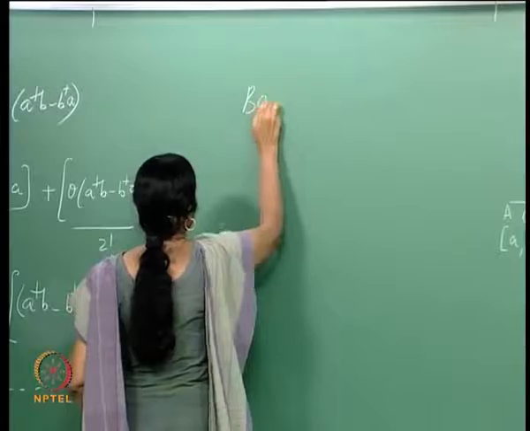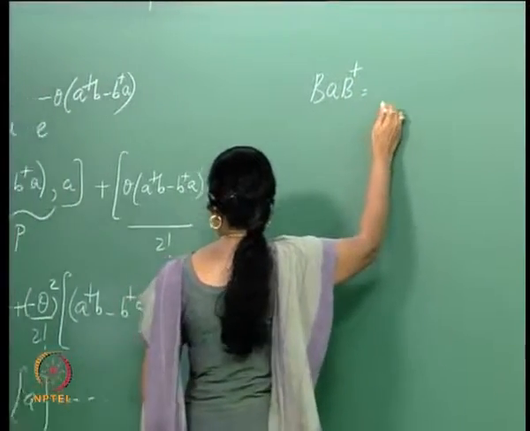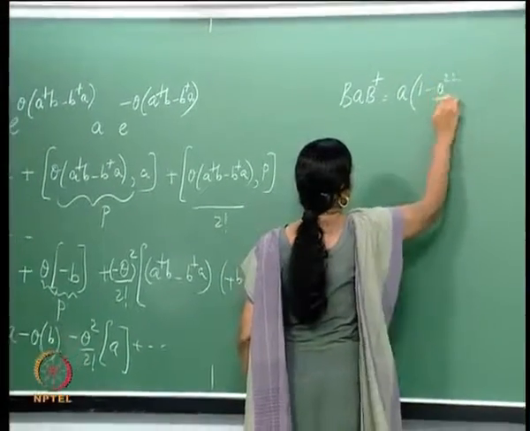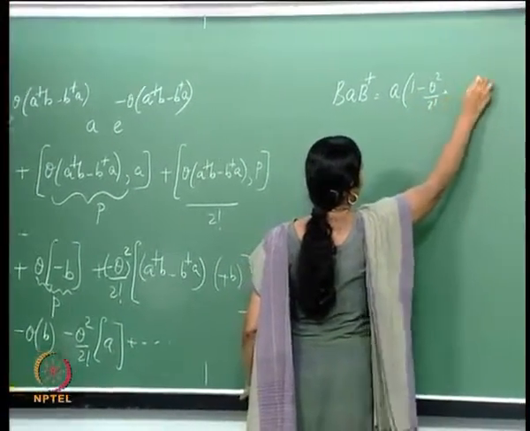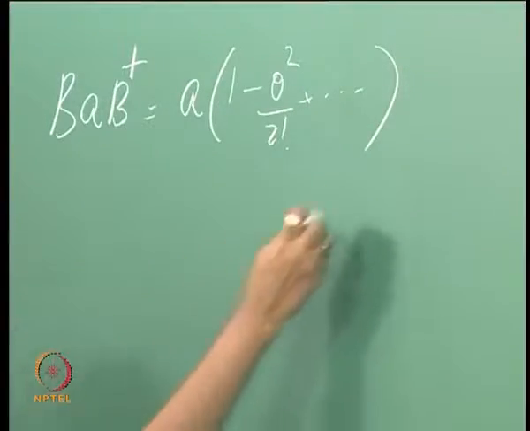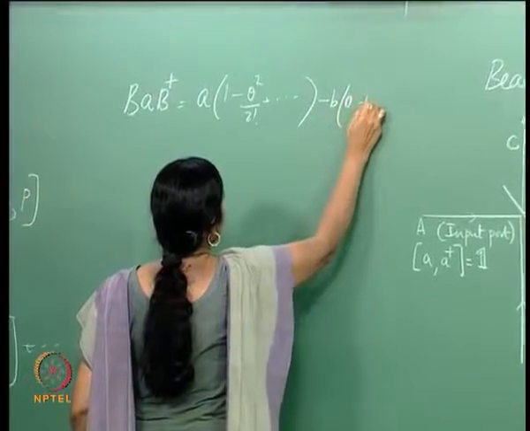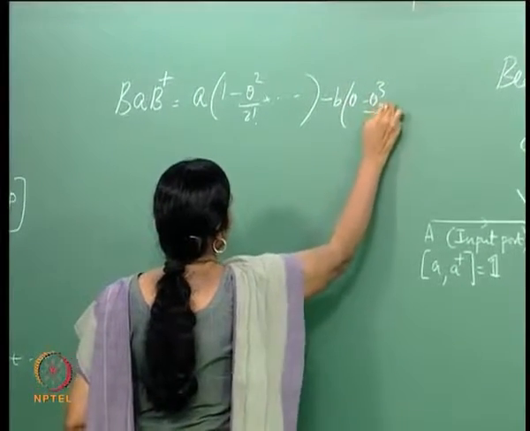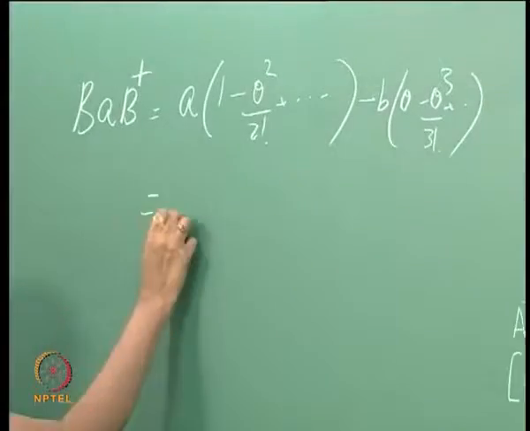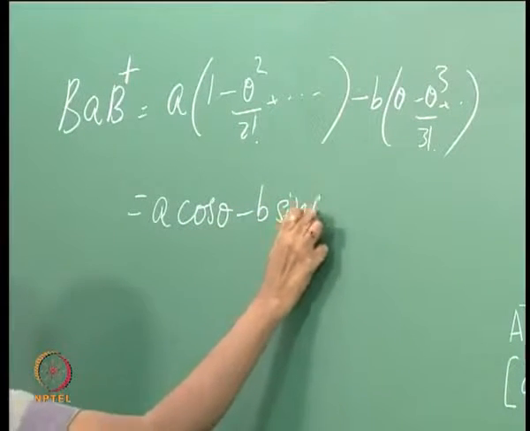that B A B dagger is simply A (1 minus theta squared by 2 factorial plus theta to the power of 4 by 4 factorial plus so on), minus B (theta minus theta cube by 3 factorial plus the rest of the sine series). So, this is A cos theta minus B sin theta.